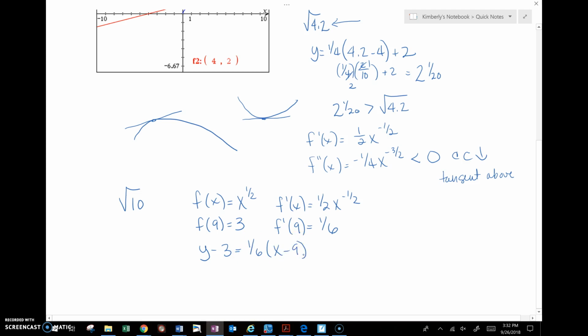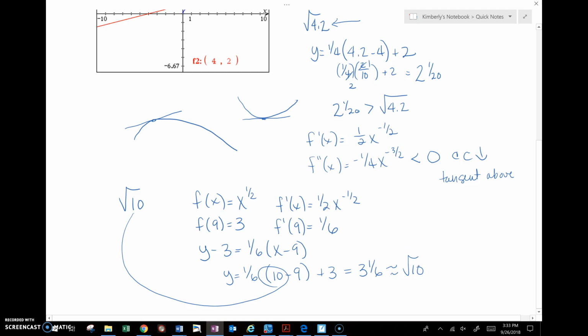So that's the equation of the line. I know that it's going to be close to the curve as long as I am close to the point of tangency. So y equals 1/6 times (10 minus 9), so here I am putting this value in for x, plus 3. 10 minus 9 is 1, times 1/6, plus 3 is 3 and 1/6. And that's my approximation of the square root of 10.